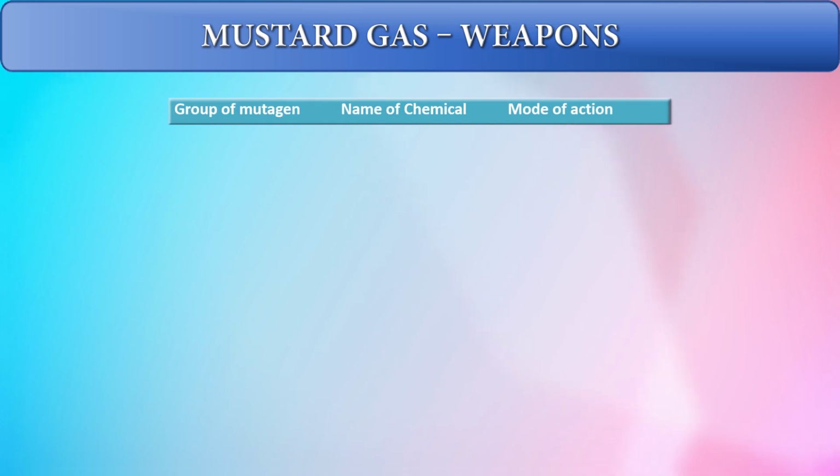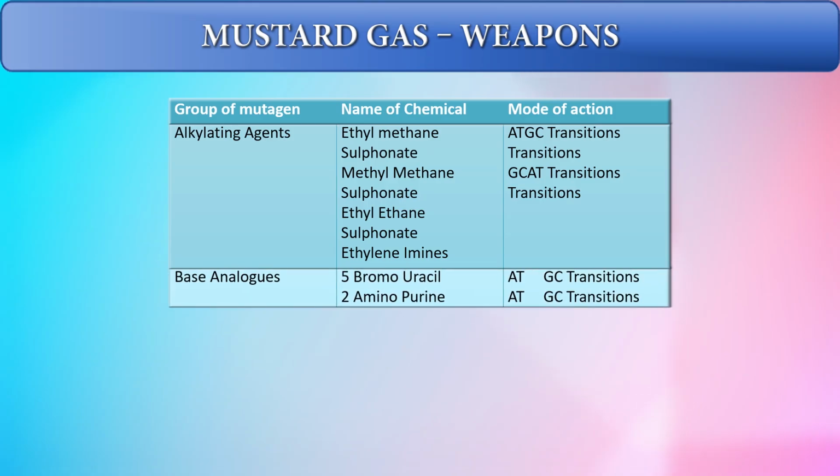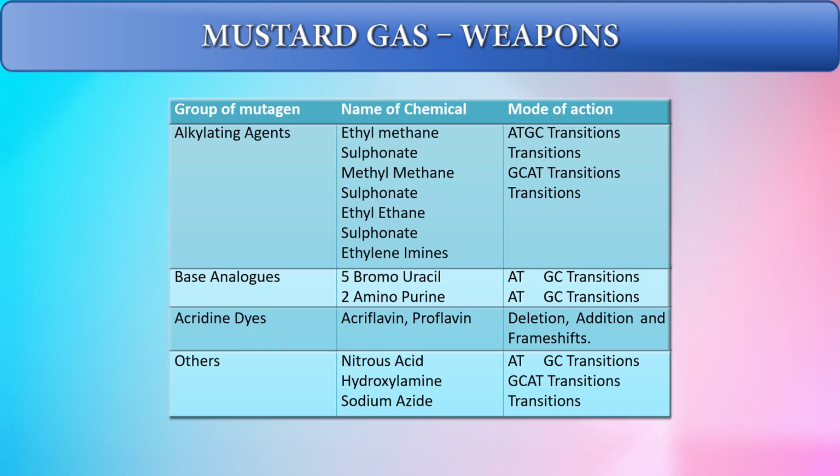Then there is a group of chemicals, the alkylating agents, which consist of ethyl methane sulfonate, diethyl ethane, ethylene amines and so on. They bring about the AT-GC transitions and also certain other transitions, which is their mode of action. Base analogues, the acridine dyes and others like nitrous acid, sodium azide, hydroxylamine, can all bring about mutagenic effects, and their mode of action could be by deletions, additions, frame shifts and also transitions.